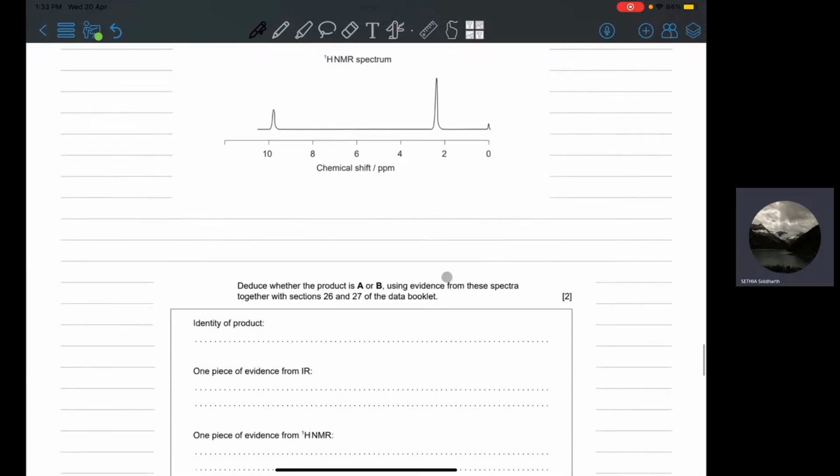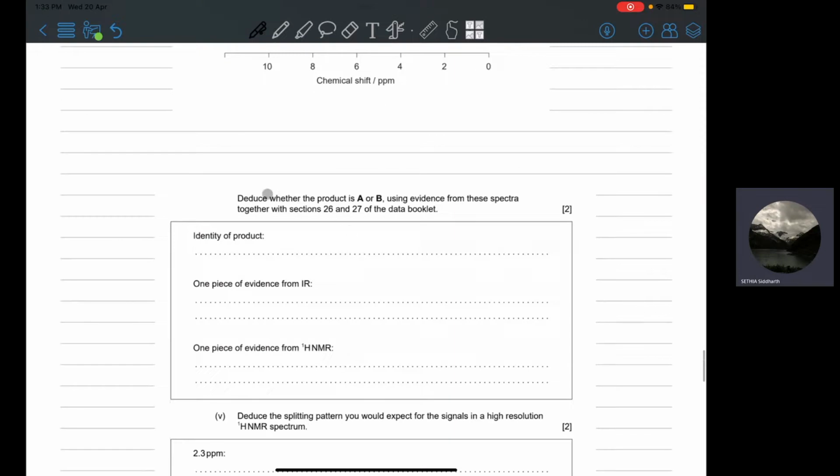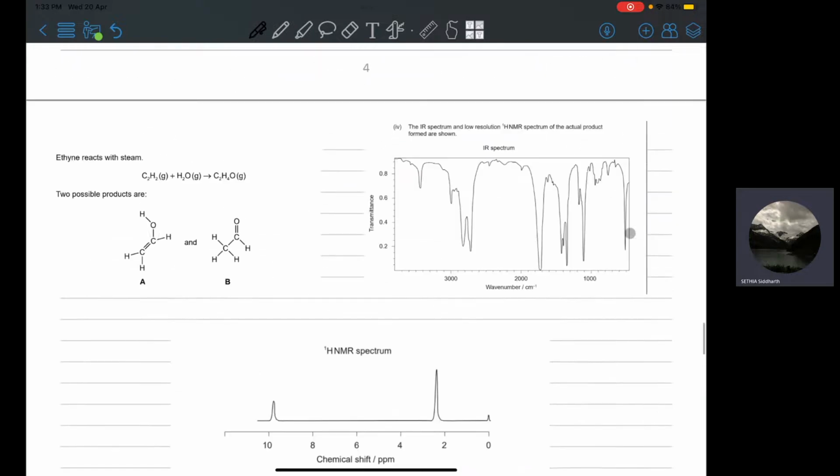All right, so let's take a look at the question. The first part is: deduce whether the product is A or B, using evidence from the spectra together with sections 26 and 27 of the data booklet. So is it A or B? We have two options.